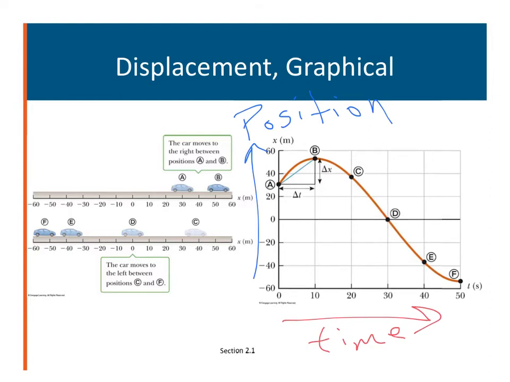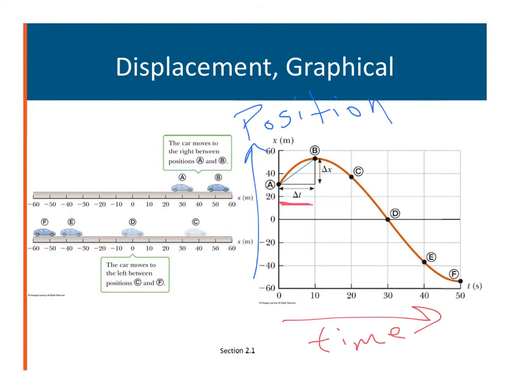So in this scenario, the time that it takes to go from position A to B to C to D to E to F is 10 seconds. So they're constant intervals. And so the time that elapses from A to B is 10 seconds, this time right here.